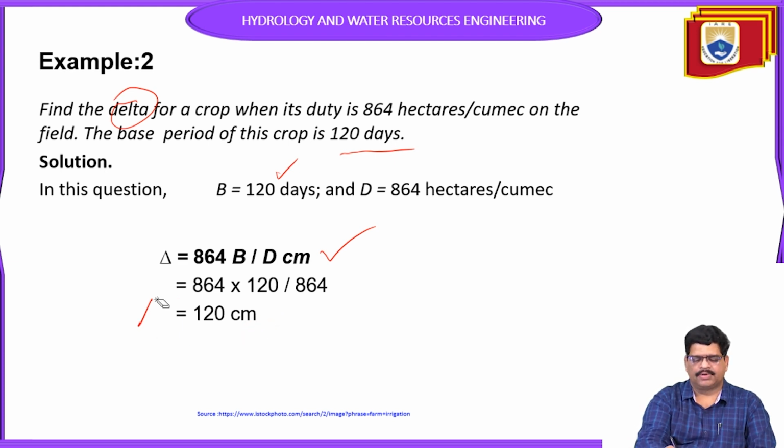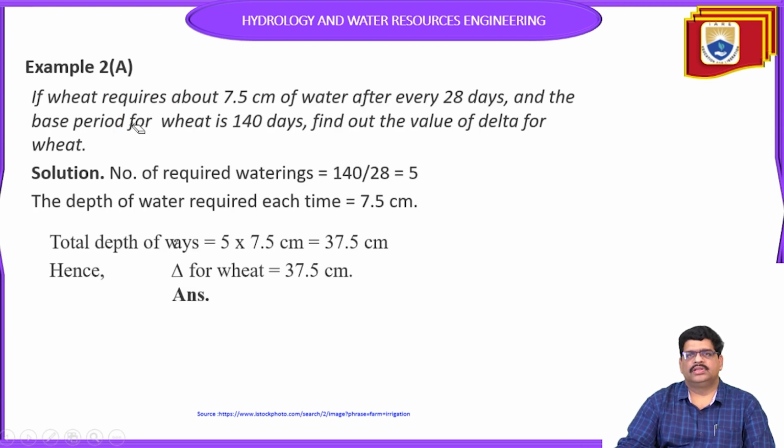This is another problem given. So next we have to move on to another problem. The wheat requires about 7.5 centimeters of water after every 28 days, and the base period for the wheat is equal to 140 days. Find out the value of the delta for the wheat.